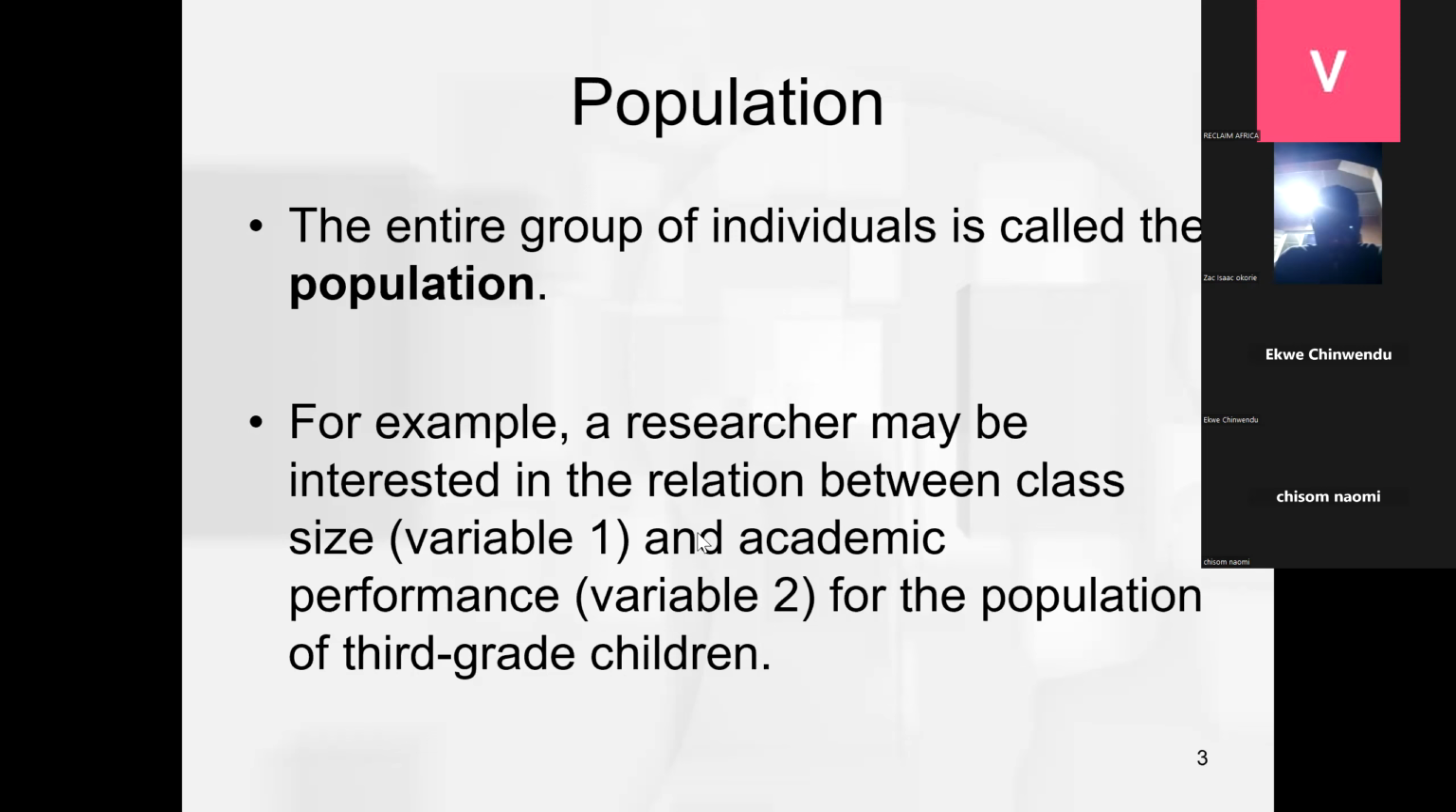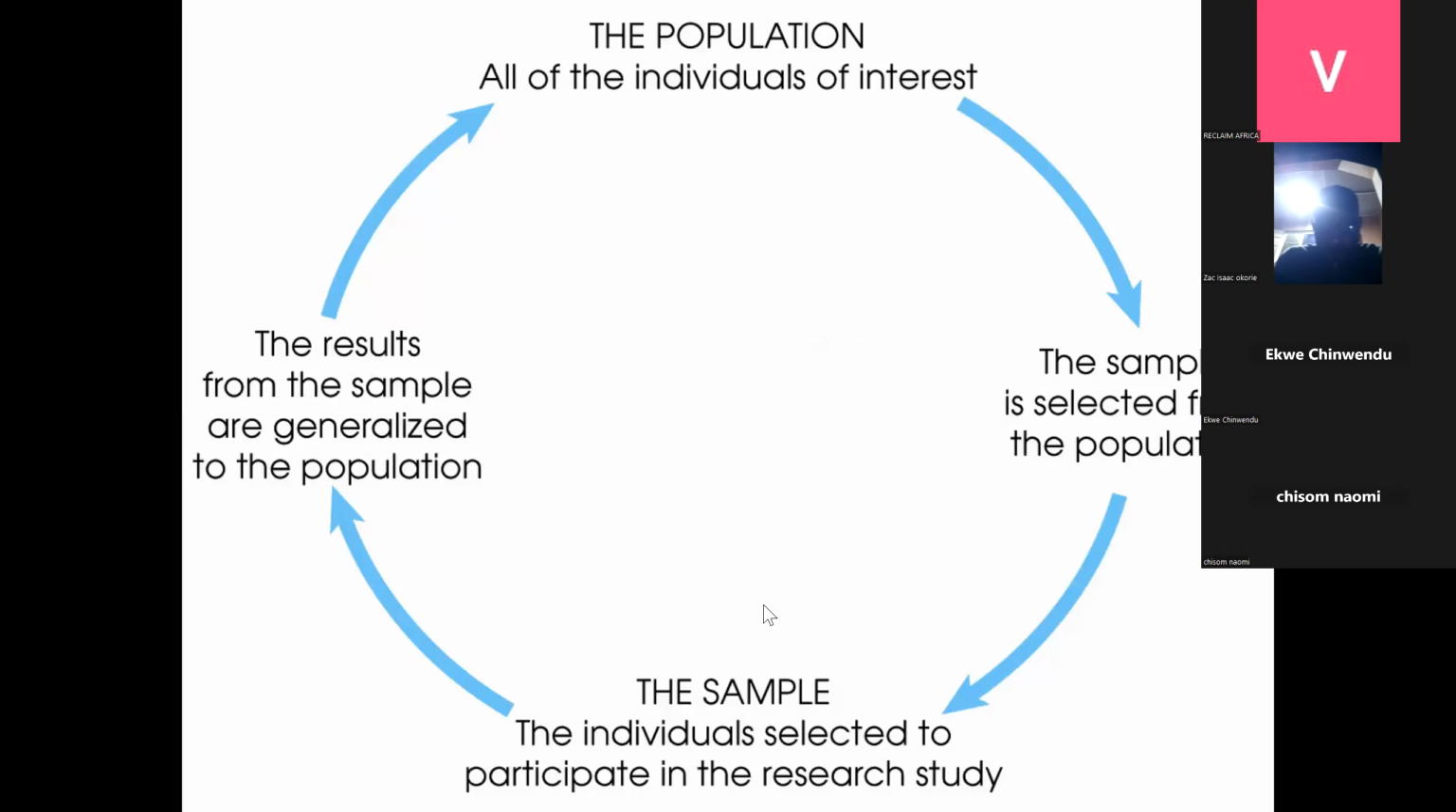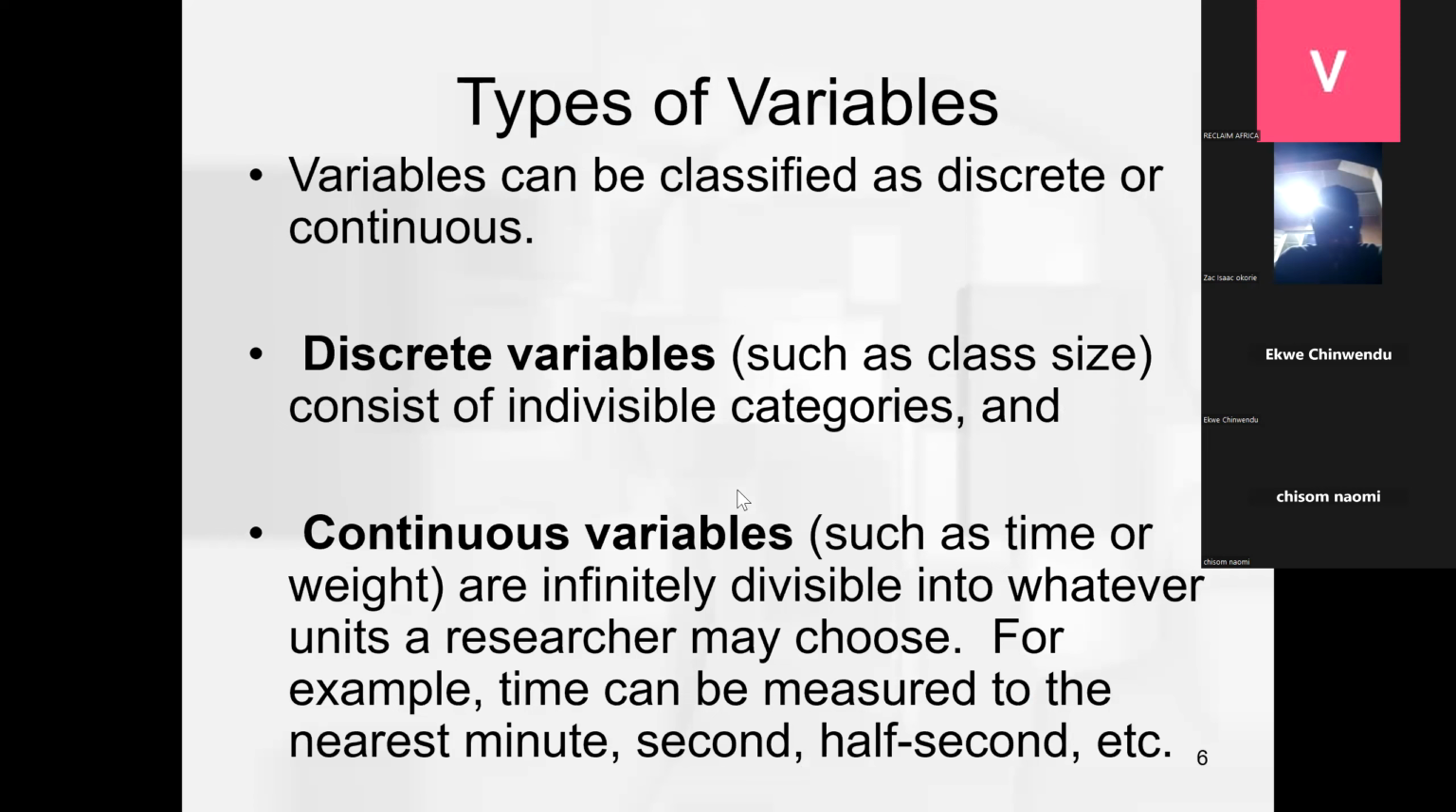So we say sample. A sample is just a selected portion. It's a representative of the population, like I've said. The idea is to obtain a result from that sample that we can extend, that we can use to answer questions about the entire population. And I've just shown you the schematic diagram showing how you sample from a population, study it, and then generalize your findings to the entire population.